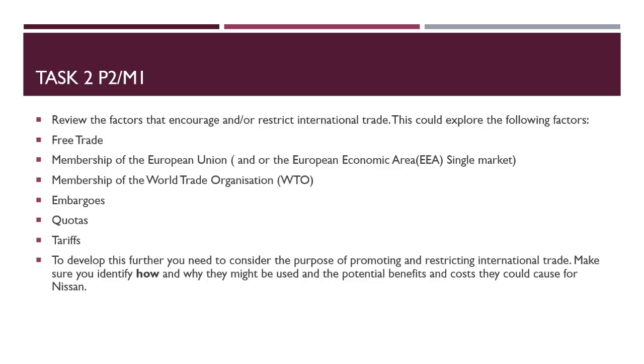To develop further, you need to consider the purpose of promoting and restricting international trade. Make sure you identify how and why Nissan might be affected, and the potential benefits and costs they could cause for Nissan. So, what are the issues there? What are the potential benefits and costs? What is the benefit of free trade? What's the cost? Think about what might be of benefit to Nissan, but you need to go through that and develop it further to make it applicable to the company. It might be worth having a look at that little video, also going through your notes and the theory, especially some of the graphs that we looked at.